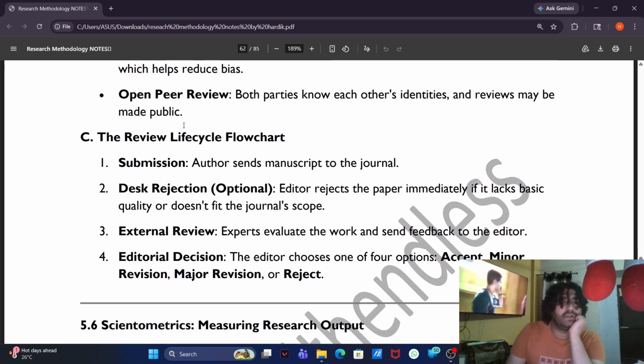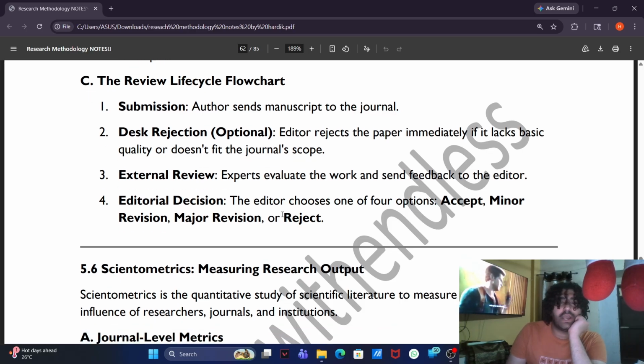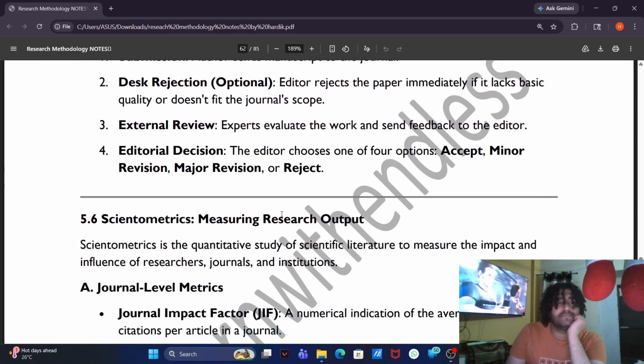Next subtopic, the review lifecycle flowchart. Submission, desk rejection (optional), external review, editorial decision. Let's go through them one by one. Submission: the author sends the manuscript to the journal. Desk rejection is optional; it may or may not happen. Editors reject the paper immediately if it lacks basic quality or doesn't fit the journal scope. External review: experts evaluate the work and send feedback to the editor. Editorial decision: the editor chooses one of four options: accept, minor revision, major revision, or reject.